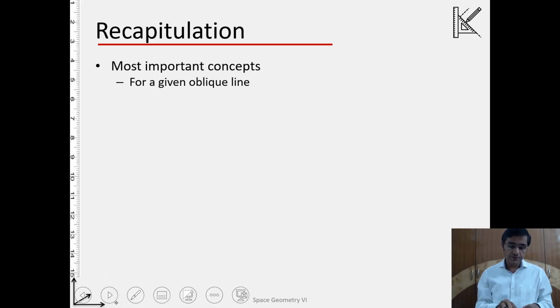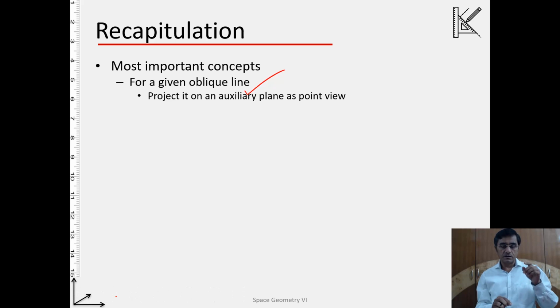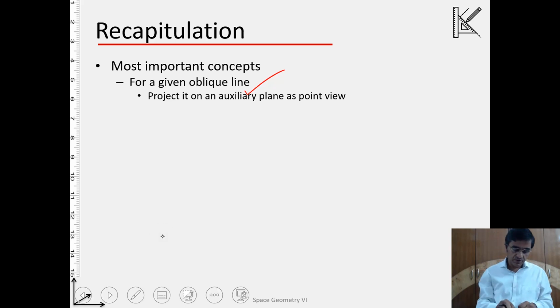To start with, for a given oblique line, we have seen how we can generate a point view of an oblique line. The point view means if this is a line, I want to have an auxiliary plane perpendicular to the line, so that on that auxiliary plane I will have a point view, and we know the method of this.